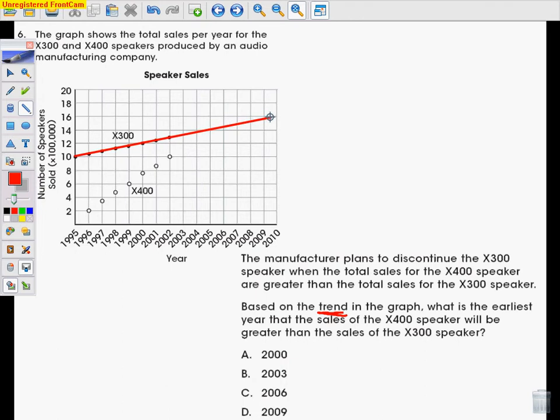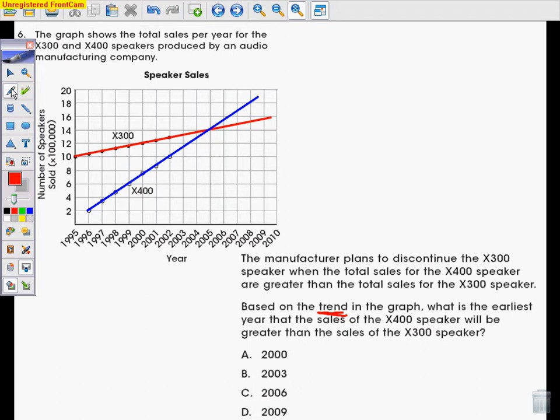Same thing with the X400 speakers. If you connected the dots with a straight line, pretty much you're doing a line of best fit going through the center of the data. So that would be about the trend of the graph. Now, it says based on the trend in the graph, what is the earliest year that the sales of the X400 speaker will be greater than the sales of the X300?